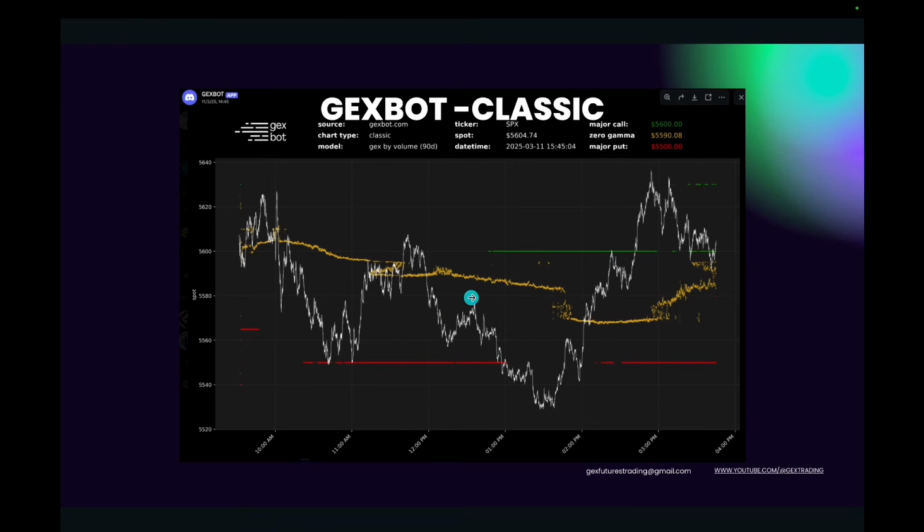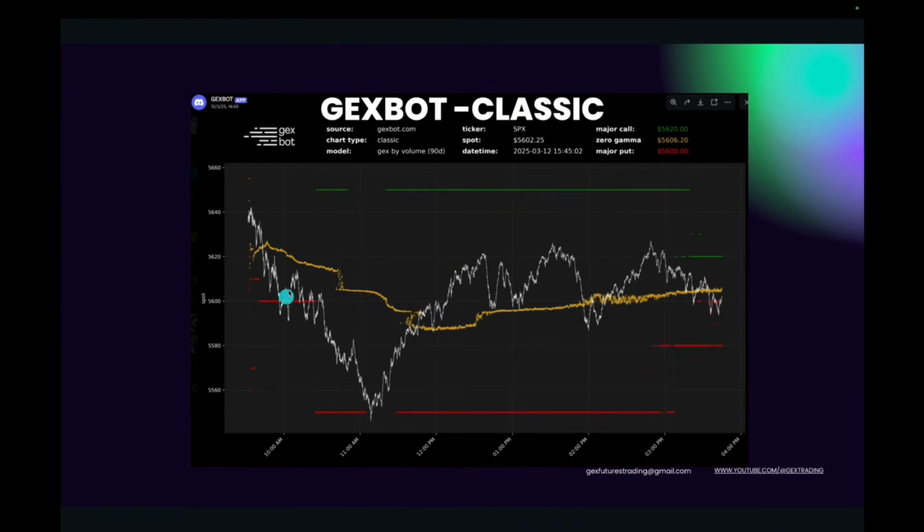With this Gexbot Classic, you can have 1 or 2 high quality trades a day. That's all you need. You don't need anything else. And guys, I tell you again, I use this every day. Even though I use order flow and state, I always look into Classic. This is my main one. This is how I started with gamma exposure, and this is fantastic.